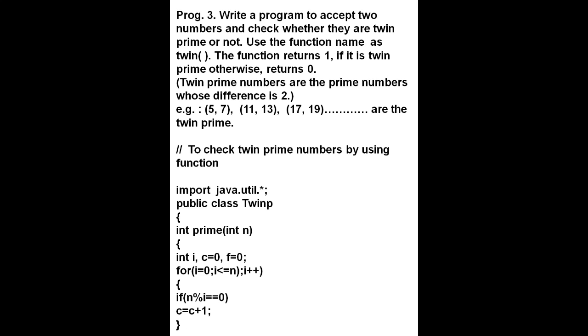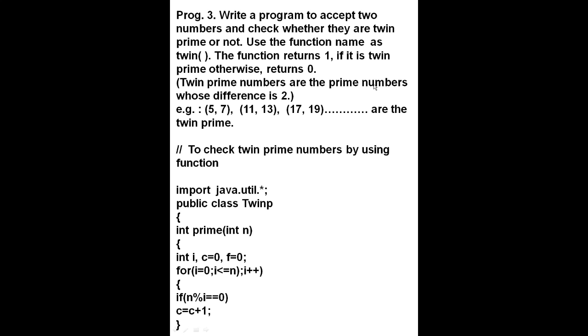Now program number 3. Write a program to accept two numbers and check whether they are twin primes or not. Use the function name as twin. Here we are taking the function name as twin. The function returns 1 if they are twin primes, otherwise it returns 0. Meaning if it returns 1, the message will be displayed that the numbers are twin primes, otherwise the numbers are not twin primes.